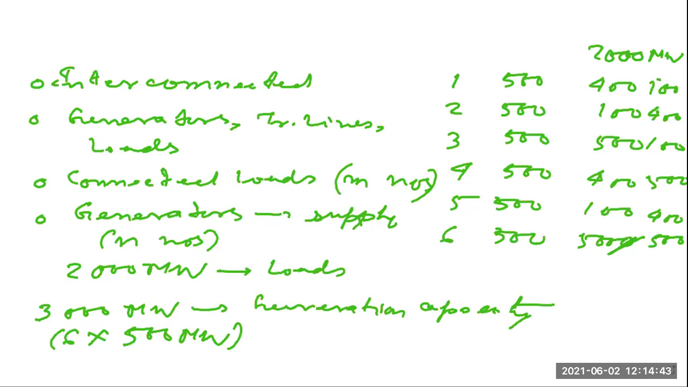If we follow some particular methodology by which we can allocate the generation among the generating units, then we'll be able to understand that the system will be more efficient and the overall cost of operation will be minimal. Now here we are going to do the economic load dispatch.